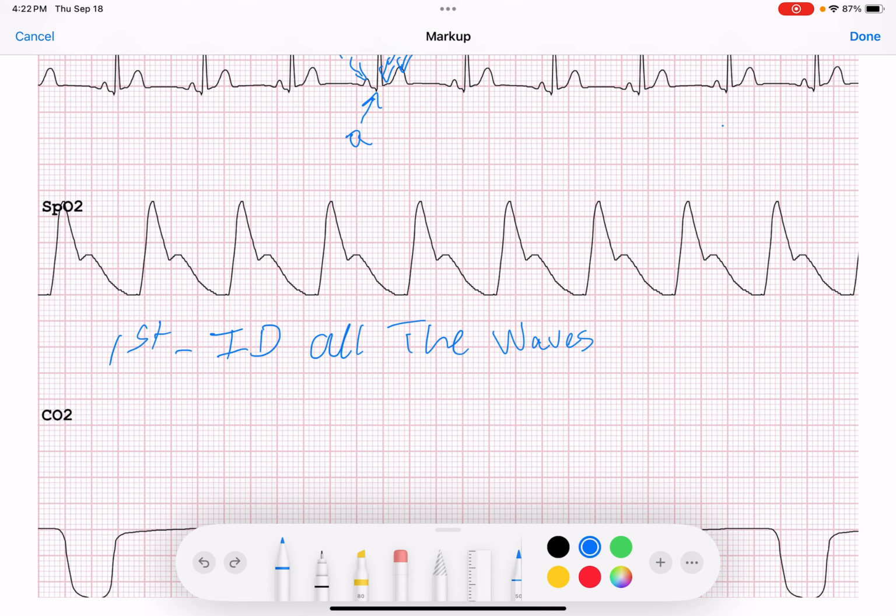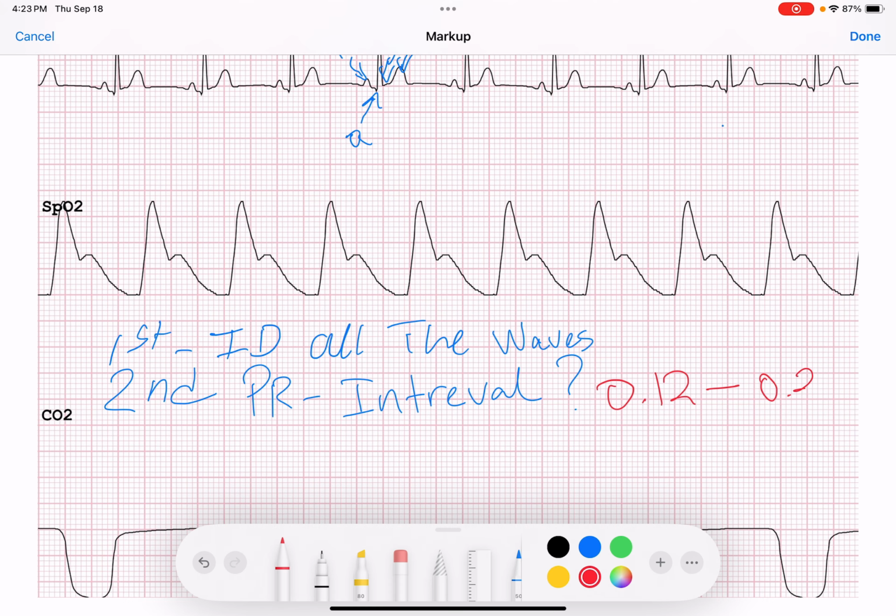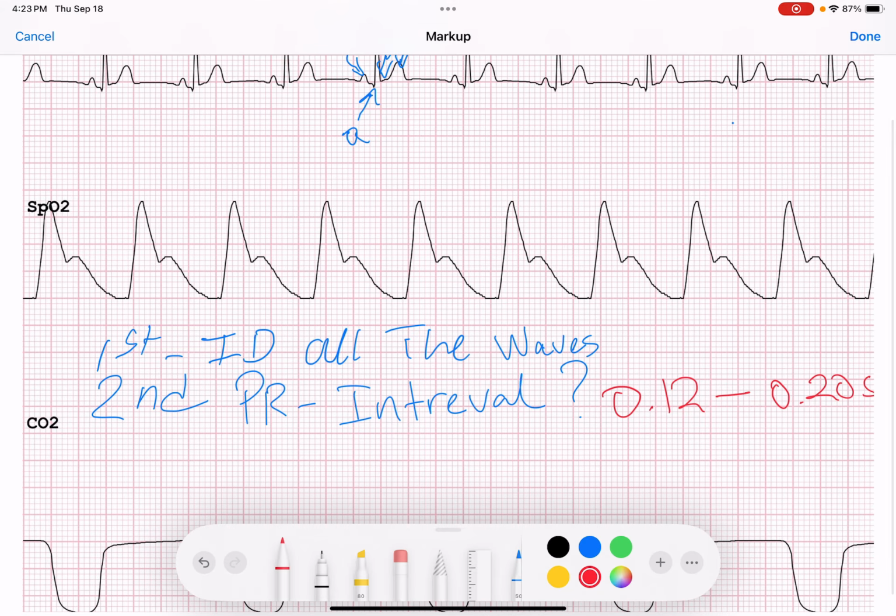The second is going to be your PR interval. And what is our PR interval? We should already know what our range is for a PR interval. If you don't know it by now, you need to go back to the book. Our PR interval should measure from 0.12 to 0.20 seconds, okay?